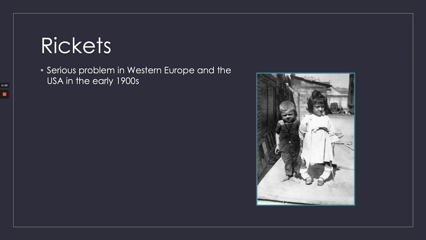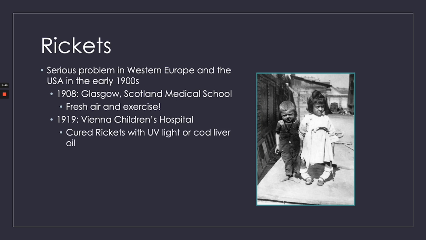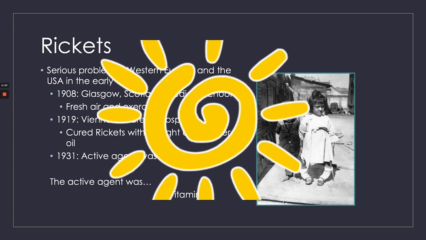But starting at the turn of the century, we started to have increases in what to do to help this problem. So in 1908, in Glasgow, Scotland, the medical school recommended fresh air and exercise as a cure and preventative measure for rickets. In 1919, the Vienna Children's Hospital was able to cure rickets using UV light and cod liver oil. And finally, in 1931, the active agent from these treatments was crystallized. It was vitamin D, which makes sense because our bodies synthesize vitamin D through UV exposure, like from the sunshine.